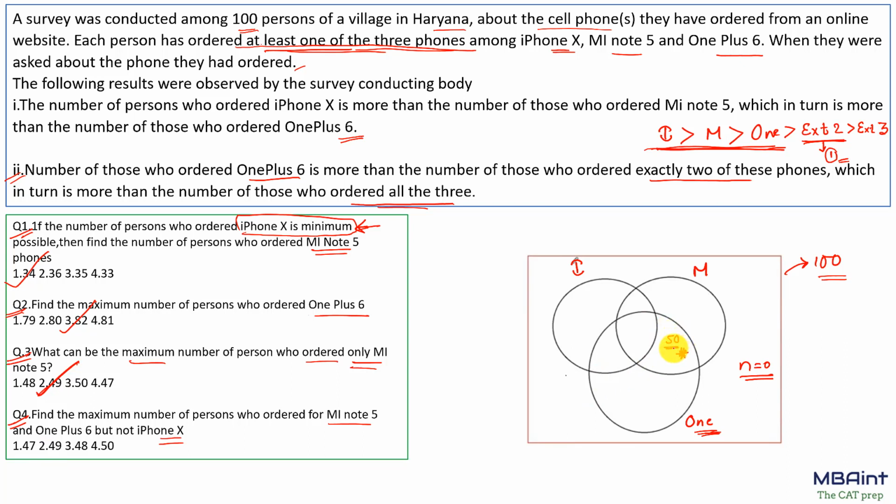Now if I take this as 50 and this region is nothing but sub part of exactly 2, right? Exactly 2 is all these 3 regions and this is sub part of exactly 2. And we know that iPhone set is more than the exactly 2 region, right? So anything more than that would be 51 and that would violate our condition that the total number of persons surveyed is 100. So definitely it will not be 50, clear, right?